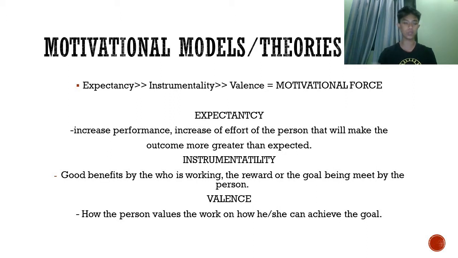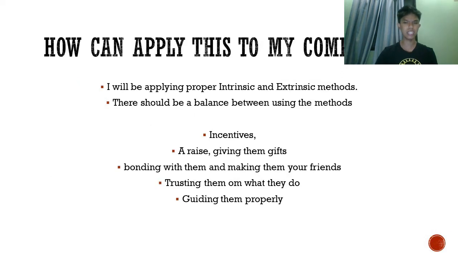The next one is instrumentality. These are the good benefits for the one who is working, the reward or the goal being met by the person. Basically, you're using tools or objects that would motivate the person more in doing the task. And the last one is valence, how the person values the work and how he or she can achieve the goal. There's a difference in the quality that a person can deliver in doing the task, and that is valence.